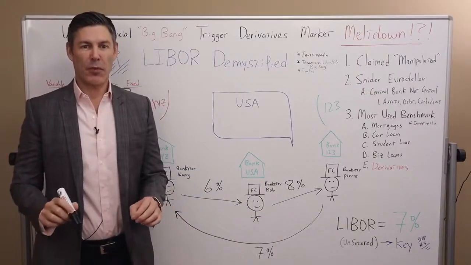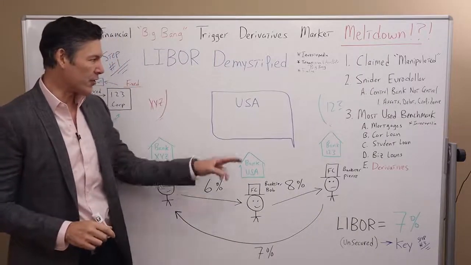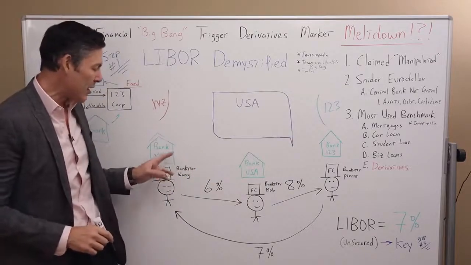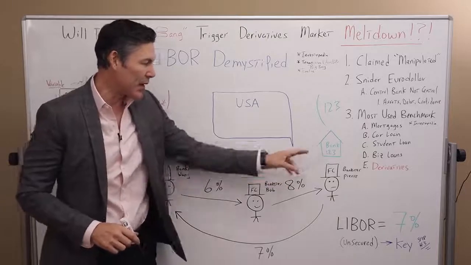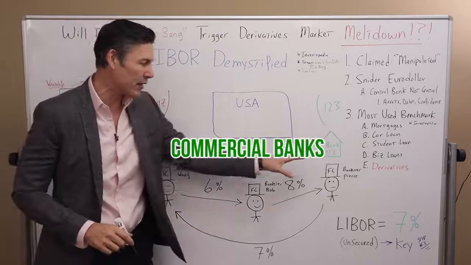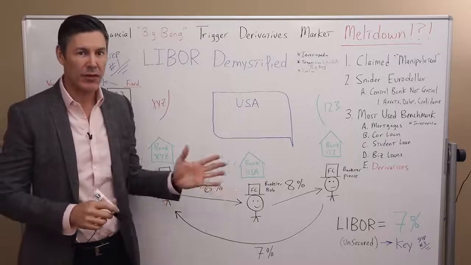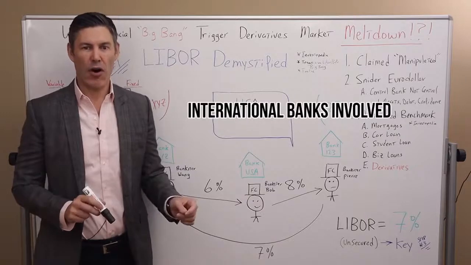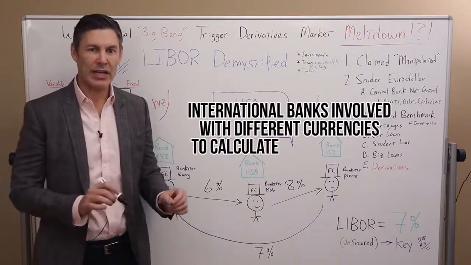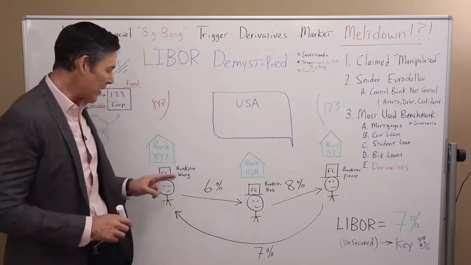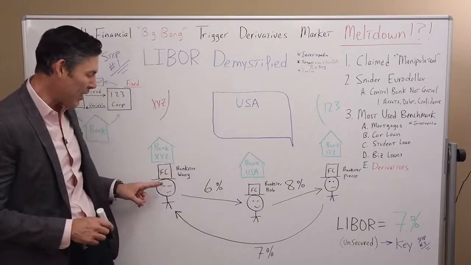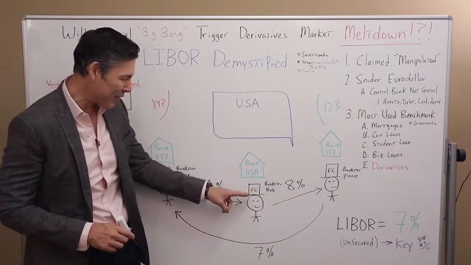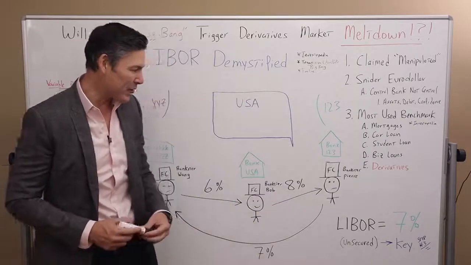So it's pretty straightforward, but let's go over a visual. We have 3 countries, USA, 1, 2, 3, and XYZ. Each country has their bank, XYZ, USA Bank, and Bank 123. These are commercial banks, and they don't necessarily have to be in all these different countries. I'm just using this as an example because there's international banks involved with different currencies to calculate each LIBOR rate. So for Bank XYZ, we have the Fat Cat Bankster Wang right there. And in the middle, we have Fat Cat Bankster Bob. And in Europe, we have Bankster Pierre.